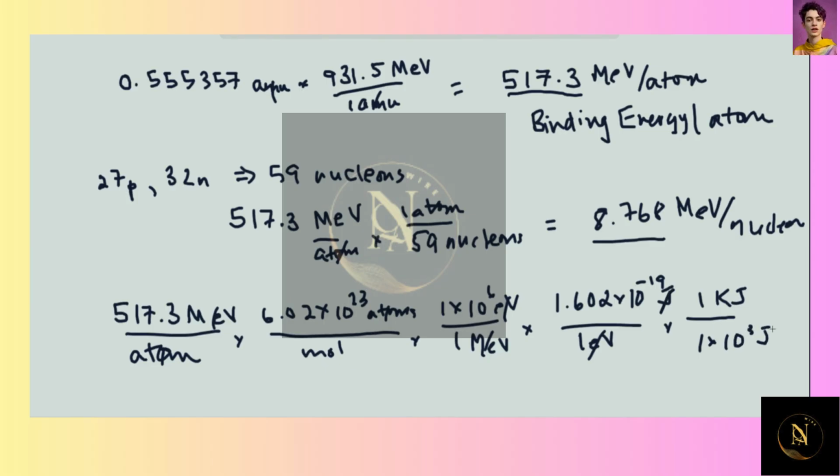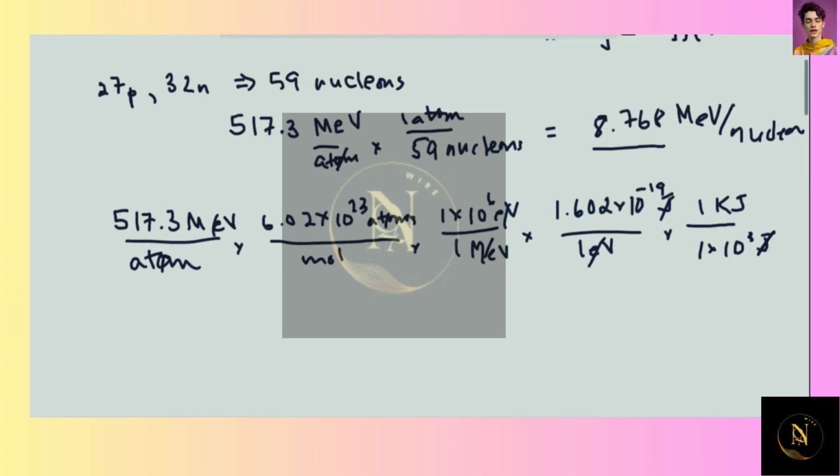So if I multiply 517.3 times 6.02 times 10 to the 23rd times 1 times 10 to the 6th times 1.602 times 10 to the minus 19 and divide that all by 1 times 10 to the 3rd, the answer is 4.989 times 10 to the 10 kilojoules per mole.